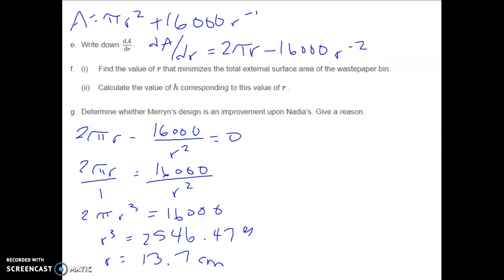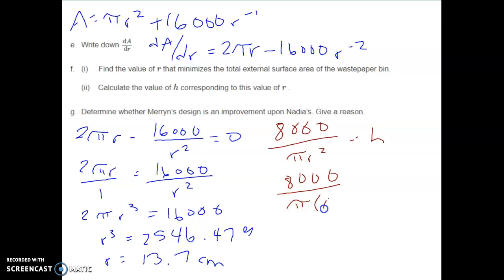Find the value of h that corresponds to that. Well, I have to go back to the equation that I found in part D, and the equation was 8,000 over pi r squared equals h. And I'm going to substitute that in. And then h is going to be 13.655, rounds to 13.7. And yes, it is an improvement. Oh, and I need to have centimeters on there. Yes, it is an improvement because it's wider and more stable.